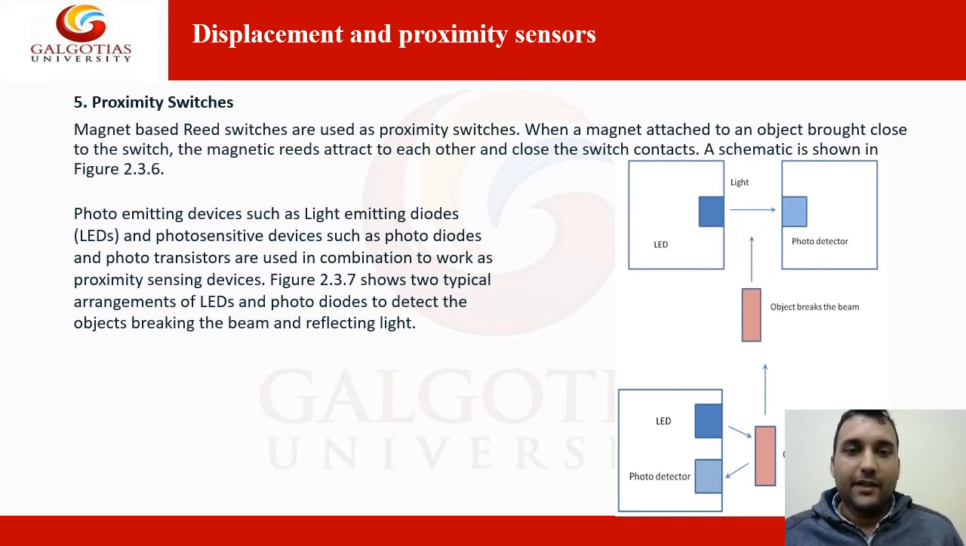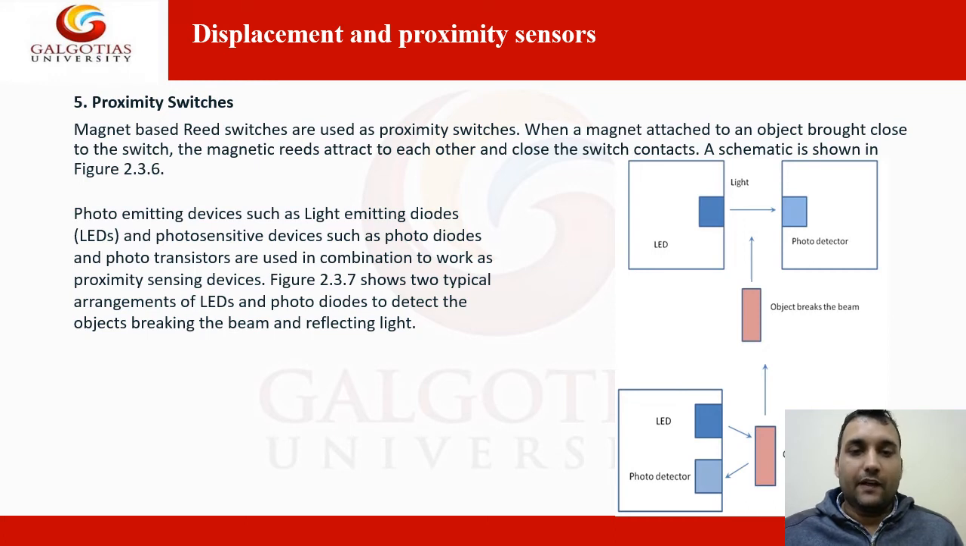This is a magnet-based reed switch that is used as a proximity switch. When a magnet attached to an object is brought closer to the switch, the magnetic reeds attract each other and close the switch contact. The schematic is shown here. This is light. This is the object that breaks the beam. These are photo detectors, and this is the LED.